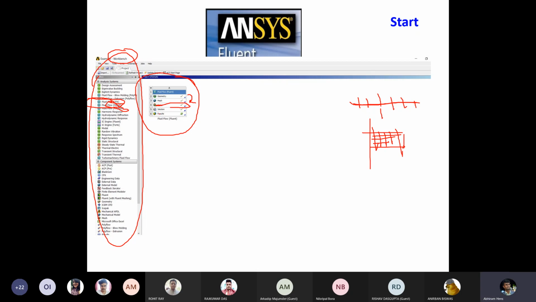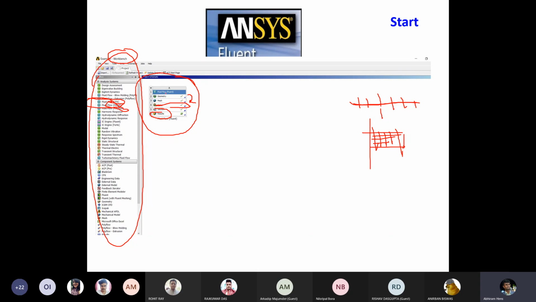Then comes the solution part. You have to set the solution, because you are solving the Navier-Stokes equation. There are a number of algorithms for pressure velocity coupling and methods of discretization. There are so many things available that you need to set up. After that you need to run it, and after running you will get the results and you can do the post processing. So this window basically shows the different steps of CFD.